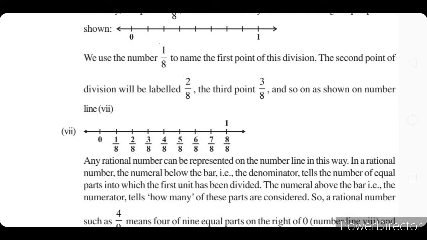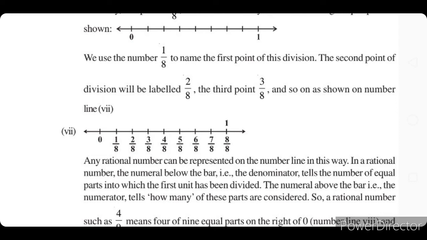Now there are 2 by 8 and 3 by 8 we have to show. So denominator is 8. So we will show according to that. We will divide one number into 8 parts. Starting from 0: 1 by 8, 2 by 8, 3 by 8, 4 by 8, 5 by 8, 6 by 8, 7 by 8 and 8 by 8. Where 8 upon 8 is there, that is number 1. Means these many rational numbers we can show between 0 and 1.